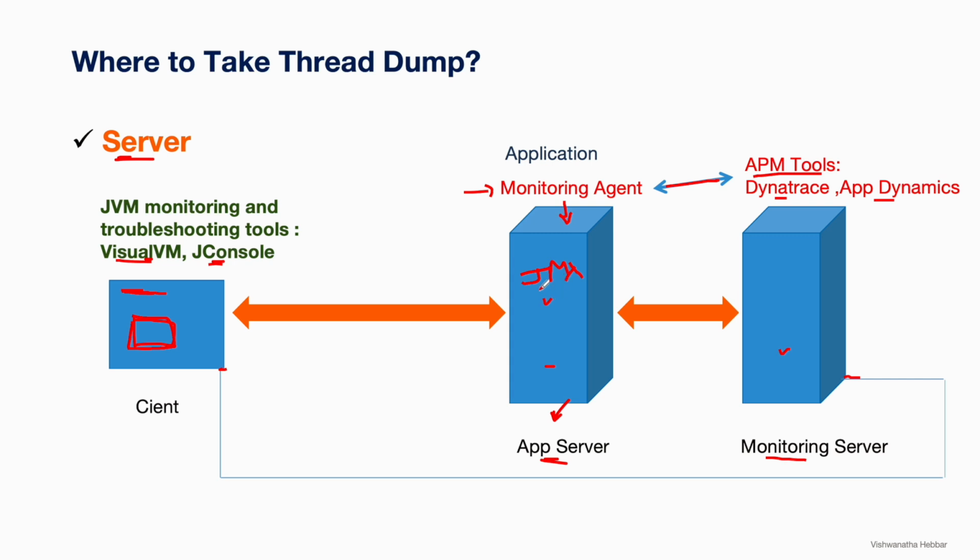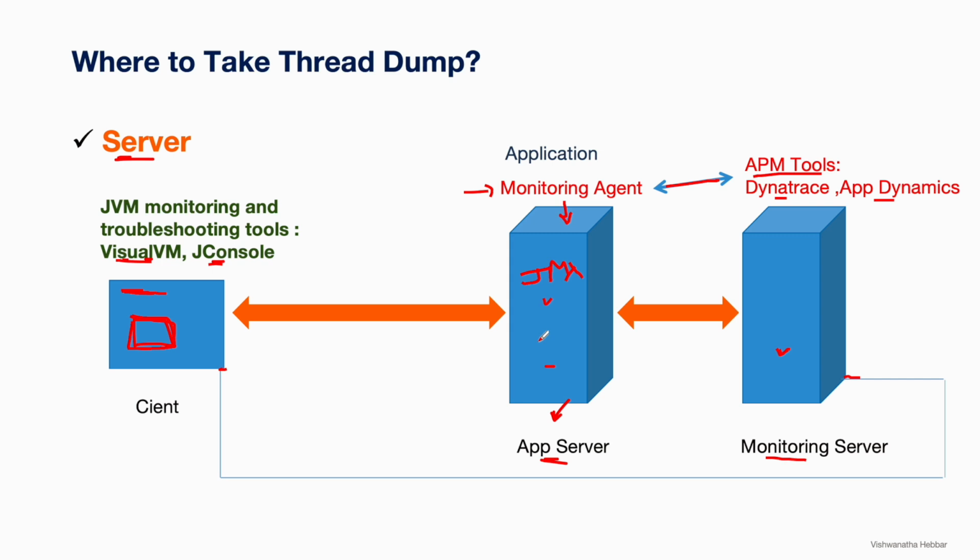And once a thread dump is taken using these tools, it will be displayed in the tools themselves, and you will also have an option to extract and store it on your machine. And if you are using these APM tools, it will be stored in this server and you can access that using the URL, and it will be displayed as a dashboard in your client machine.